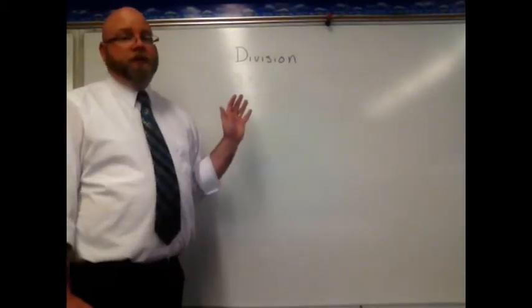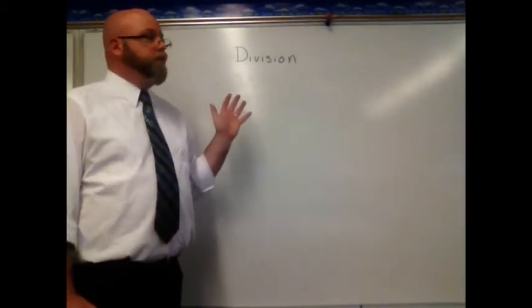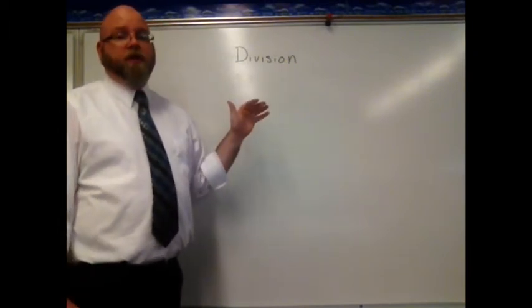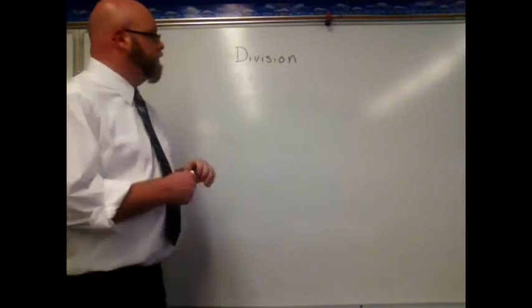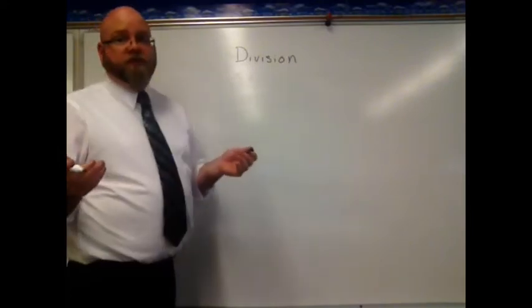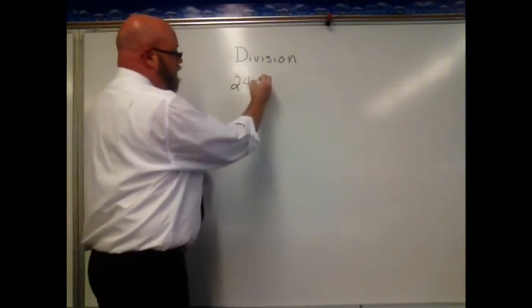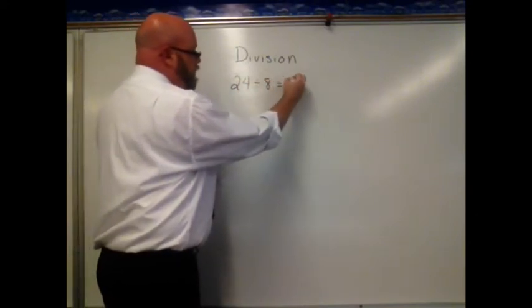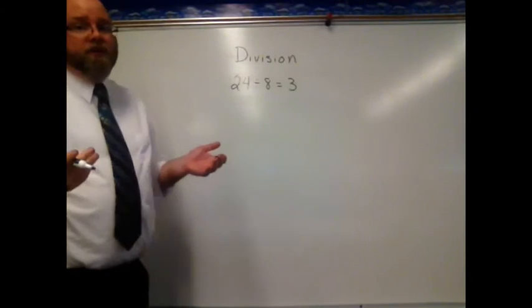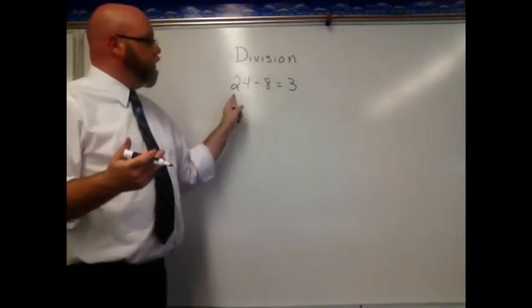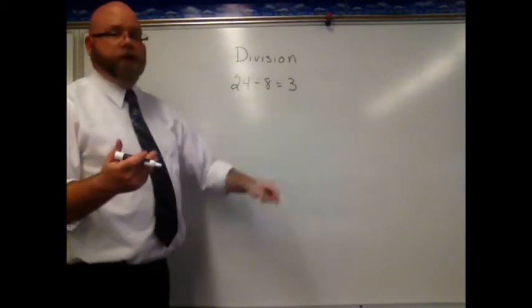Division problems can be written 3 different ways. Let's use those same fact families, 8, 3, and 24, to show how we can write a division problem 3 different ways. We can use the division sign, which would show 24 divided by 8 equals 3. It's the division sign, the division symbol, a line with 2 dots. 24 divided by 8 equals 3.